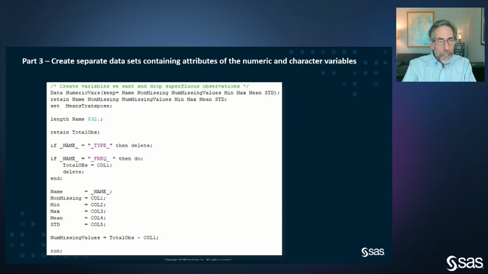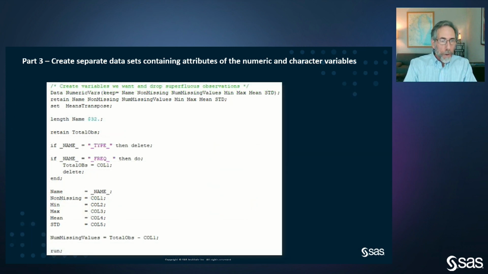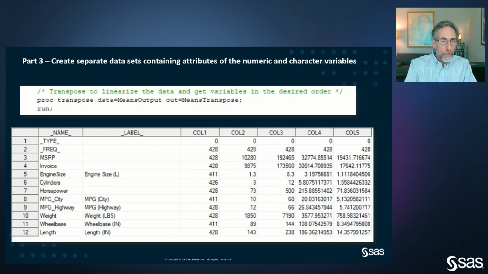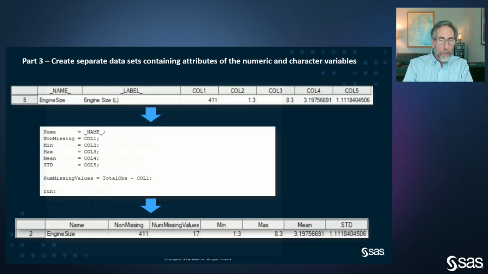If underscore name underscore is equal to type, then we delete it. I'm going to go back to the previous slide, and you can see we remove the first observation. If underscore name underscore equals freq, then we're going to set total obs equal to column 1 and delete it. I'm going to go back one more time, and you can see that that takes care of the second observation. And then for each one of the other observations, we're going to set name equal to underscore name, non-missing to column 1, min, max, mean, and standard deviation equal to columns 2, 3, 4, and 5 respectively. And then the number of missing values equal to the total observations minus column 1.